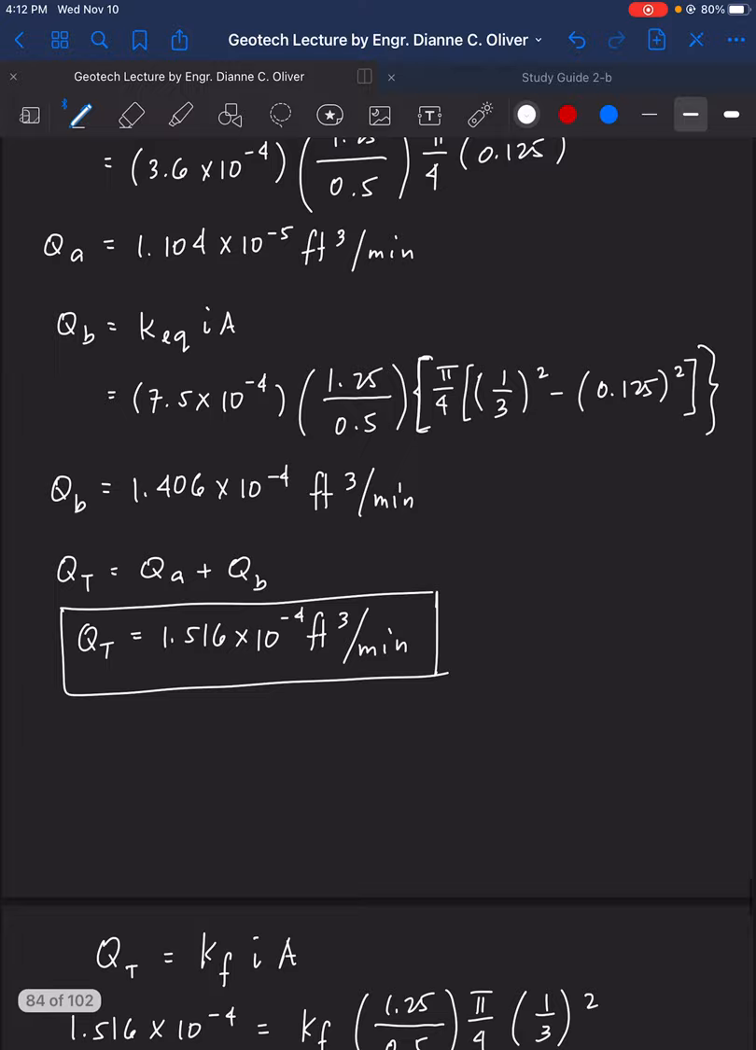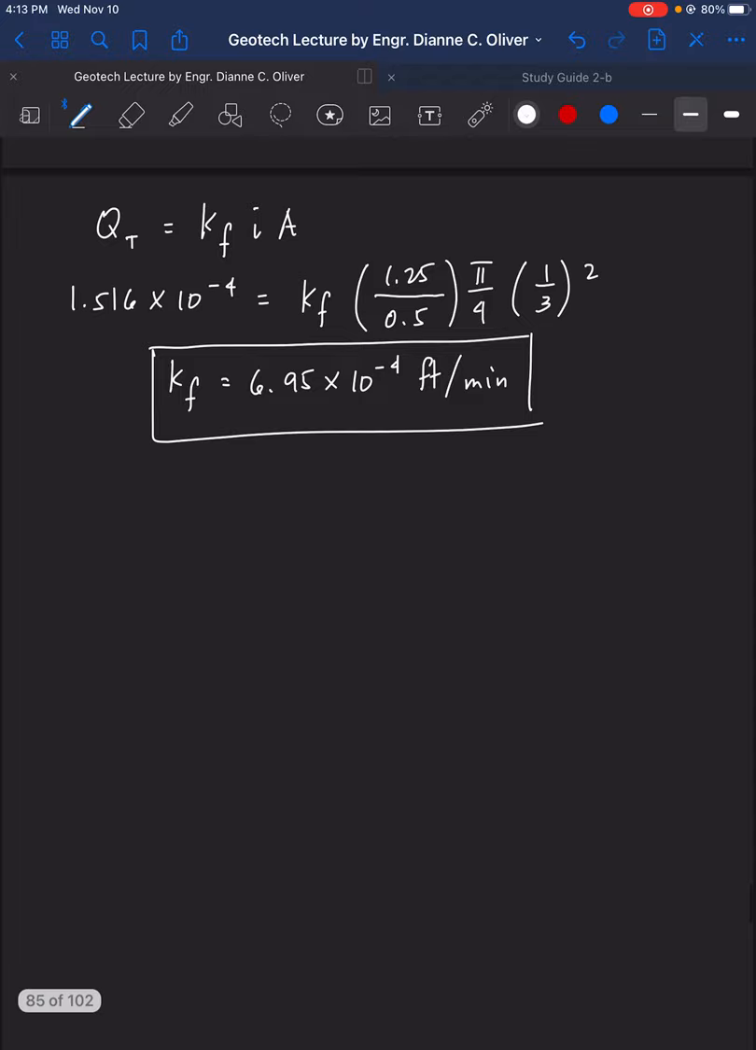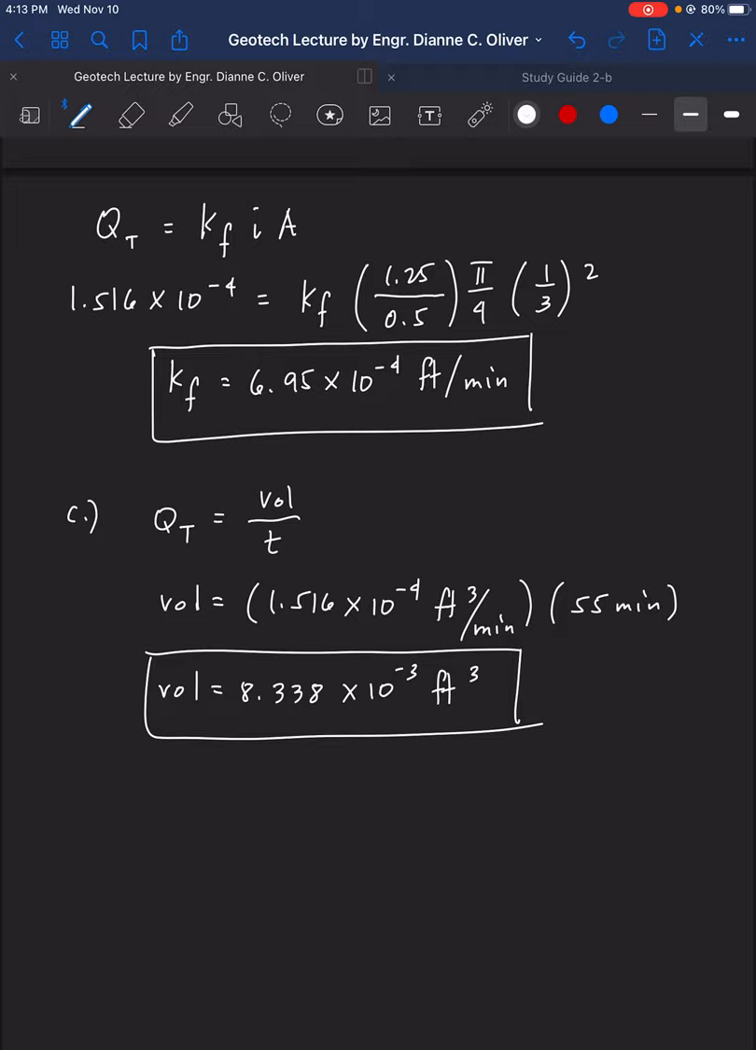Okay, next, letter C, last one. What is the total amount of water percolated after 55 minutes? It's looking for volume. So having the value of Q total here, we know that Q total is volume over time. So volume is now equal to 1.516 times 10 raised to negative 4. The unit here is cubic foot per minute multiplied with 55 minutes. So volume now is equal to 8.338 times 10 raised to negative 3 cubic foot. So that's the final answer. That's for number 12.